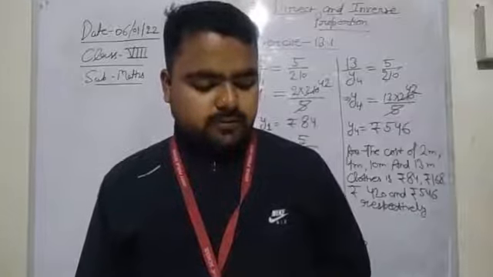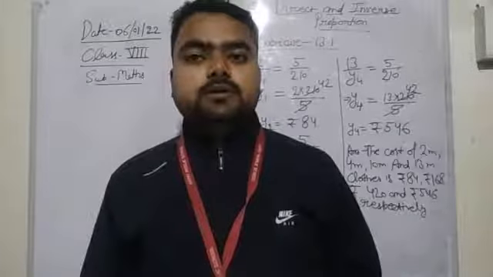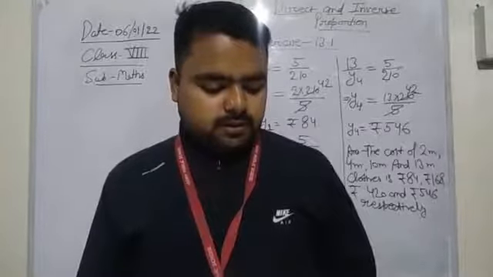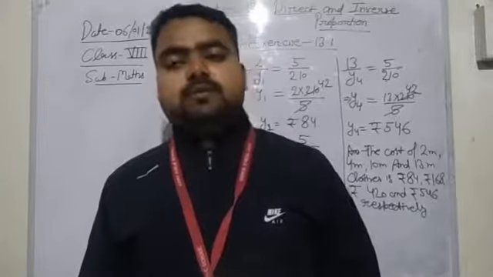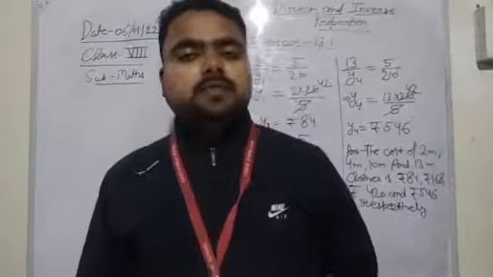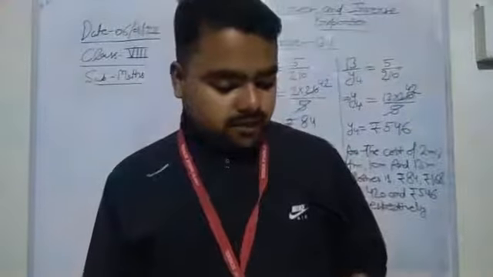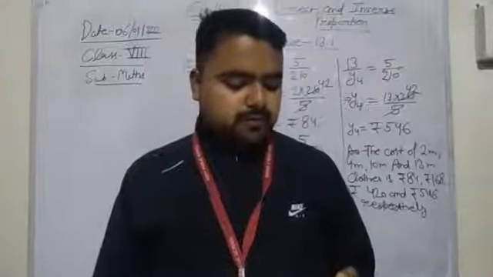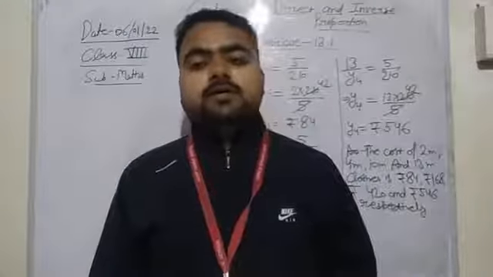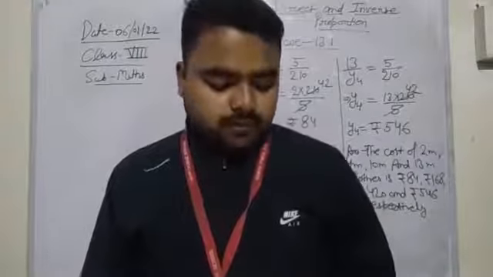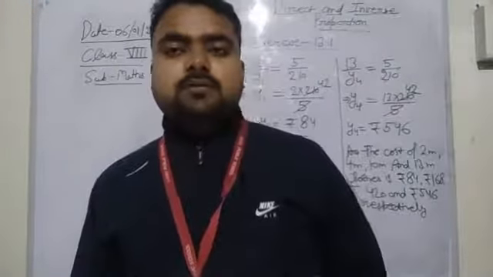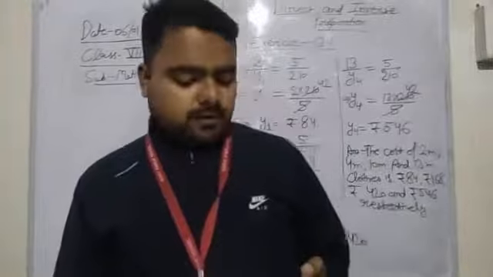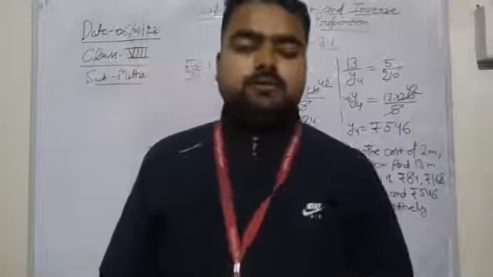So 75 upon 60 is equal to x upon 20. So here the value of x is 25 kilometers. So the train will cover 25 kilometers in 20 minutes. And how much time will it take to cover 250 kilometers? So 75 upon 60 is equal to 250 upon y. So y is equal to 200 minutes, or 3 whole 1 by 3 hours, or 3 hours 20 minutes.